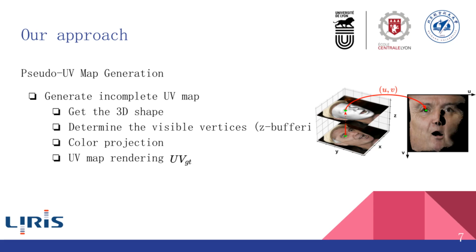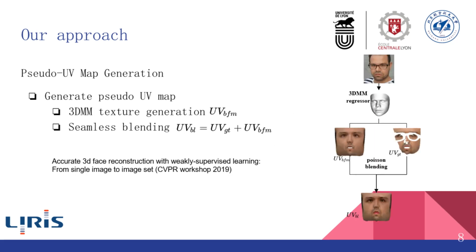To get the face UV map, the traditional method consists of 4 steps. First, get the 3D shape, then determine the visible vertices, and then do color projection. Finally, they render the UV map. Due to self-occlusion, the generated UV map is incomplete. So after obtaining the incomplete UV map, the next task is to generate the pseudo-complete UV map.